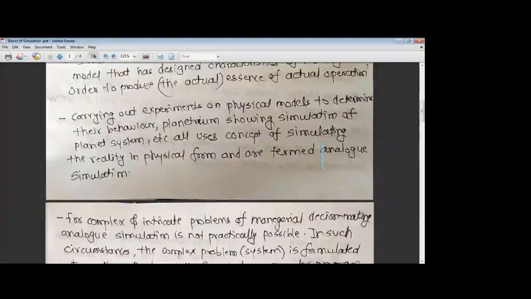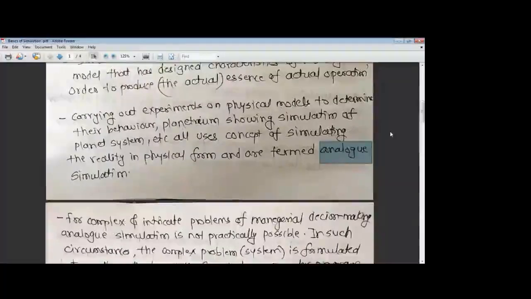and that is nothing but an analog simulation, right? So here, as said earlier, there can be physical models or non-physical models that people have developed that help them imitate reality. If there are physical models which help us to represent the reality, it is called an analog simulation.